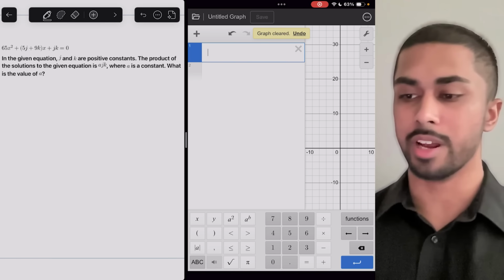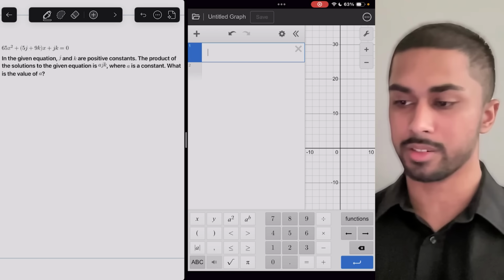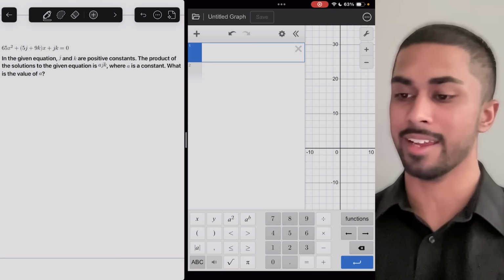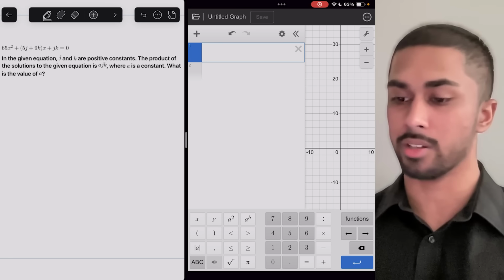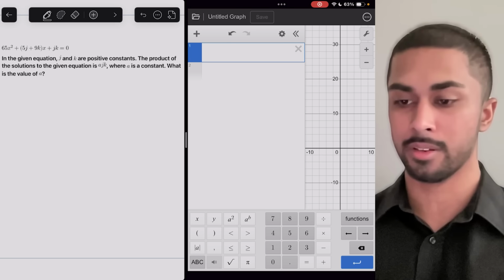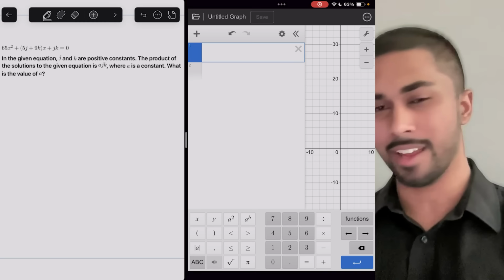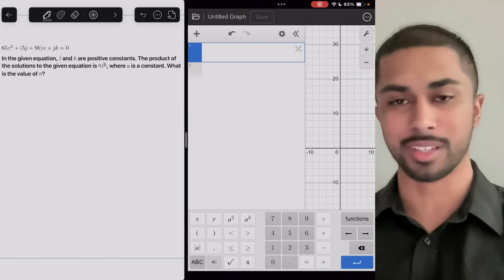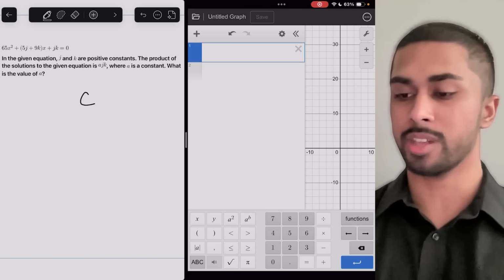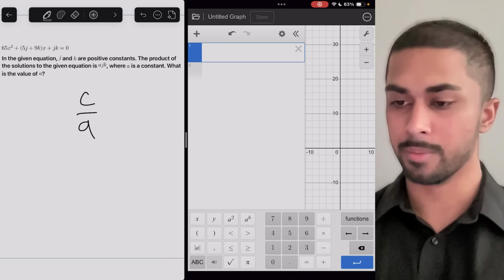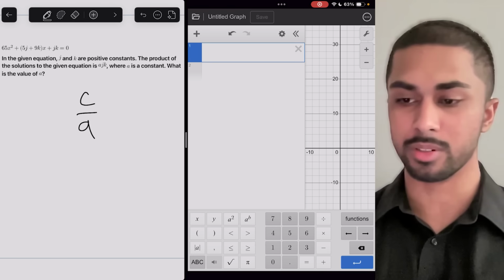In the given equation, J and K are positive constants. The product of the solutions to the given equation is A over JK, where A is a constant. What is the value of A? This one, I can't honestly say that it's completely a regression because you do just have to memorize this formula. You have to memorize the product of the solutions.